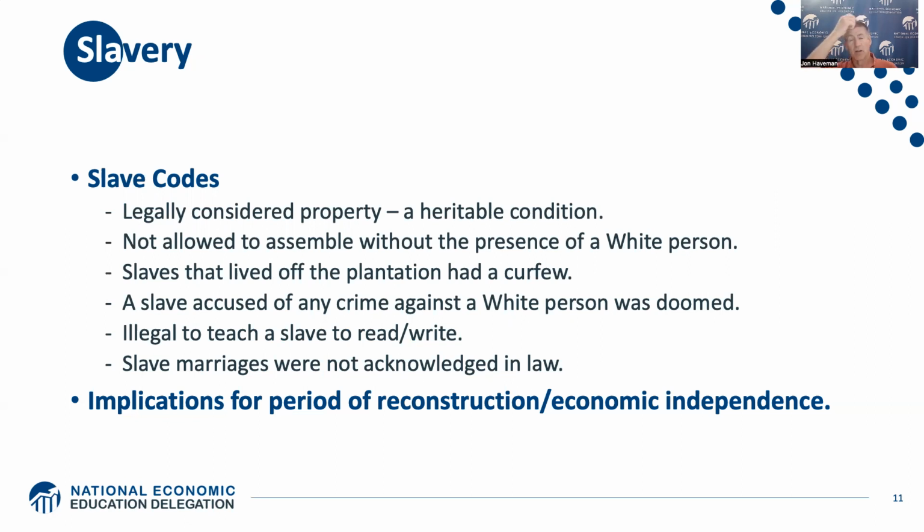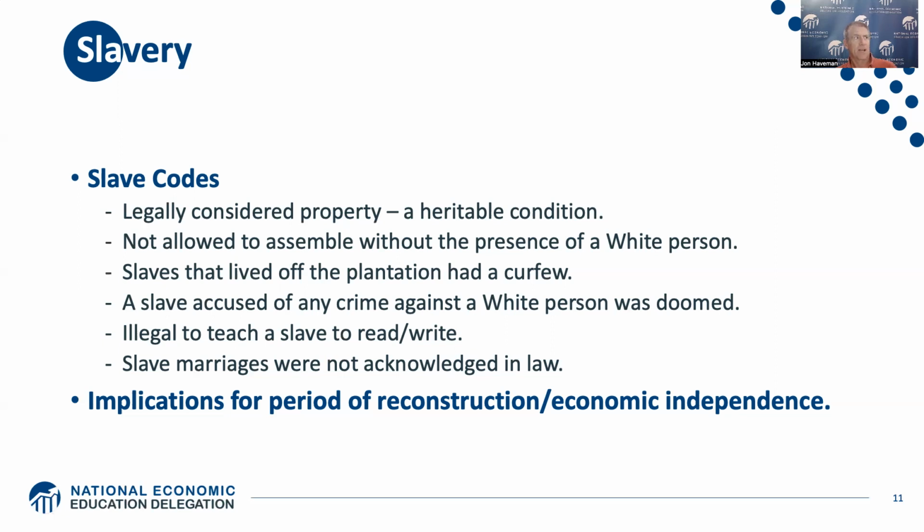There was very little that would prevent capital punishment from being carried out on a slave that was guilty of not a severe infraction. It was illegal to teach a slave to read, and slave marriages were not acknowledged in law, right? And that goes back to the first principle of slaves being property. Even if they were married, there was no need for the slave owners to acknowledge the marriage. They could separate them. They could continue to do what they would.